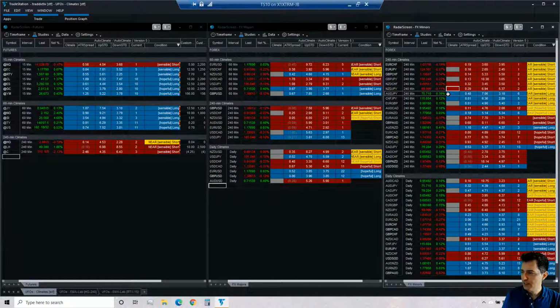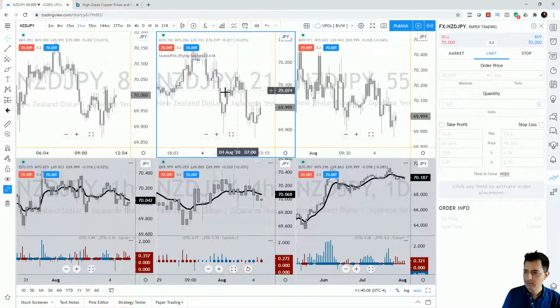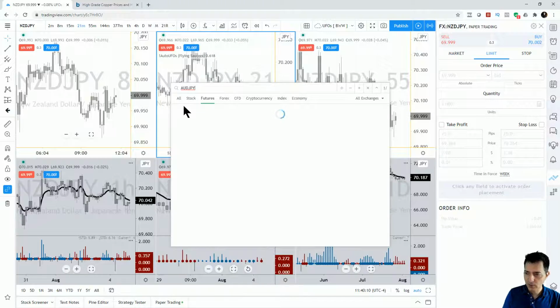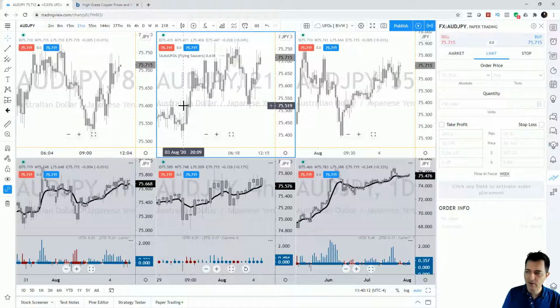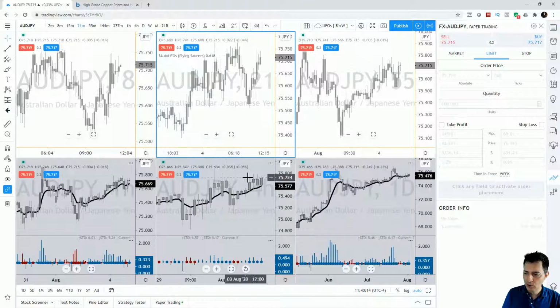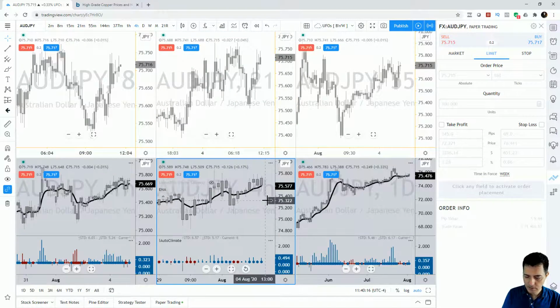So what else do we have? The Aussie yen. So the Kiwi yen didn't work. Let's take a look at the Aussie yen. So AUD JPY, still 4-hour time frame combined with 21. So what do we have here? Okay, what do we have?